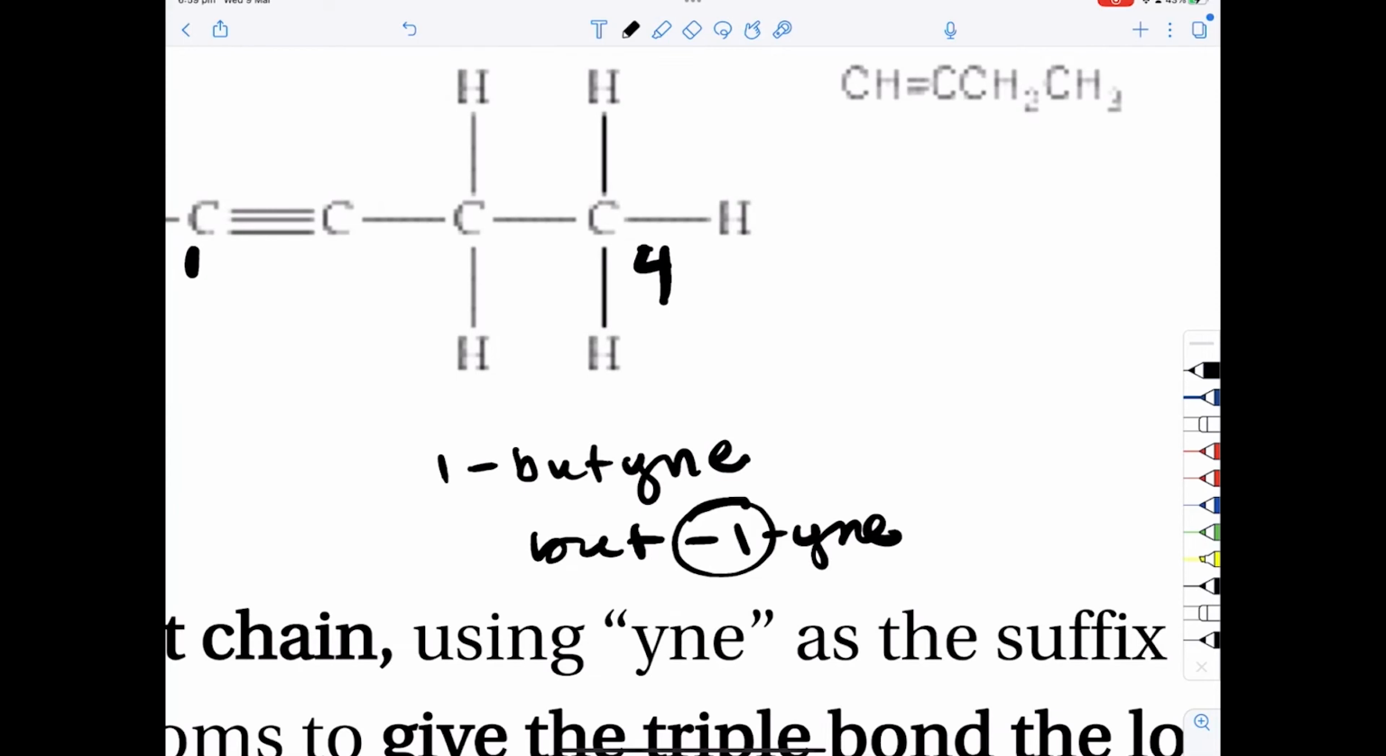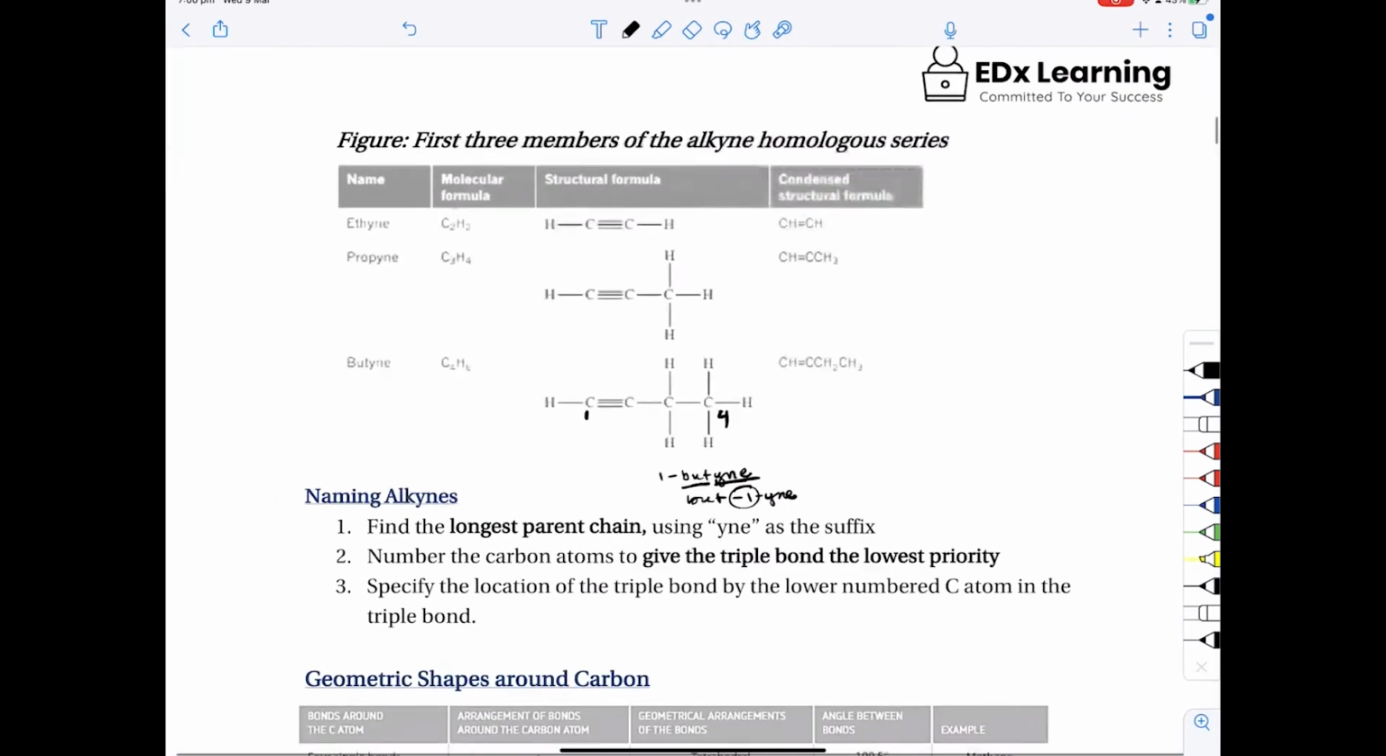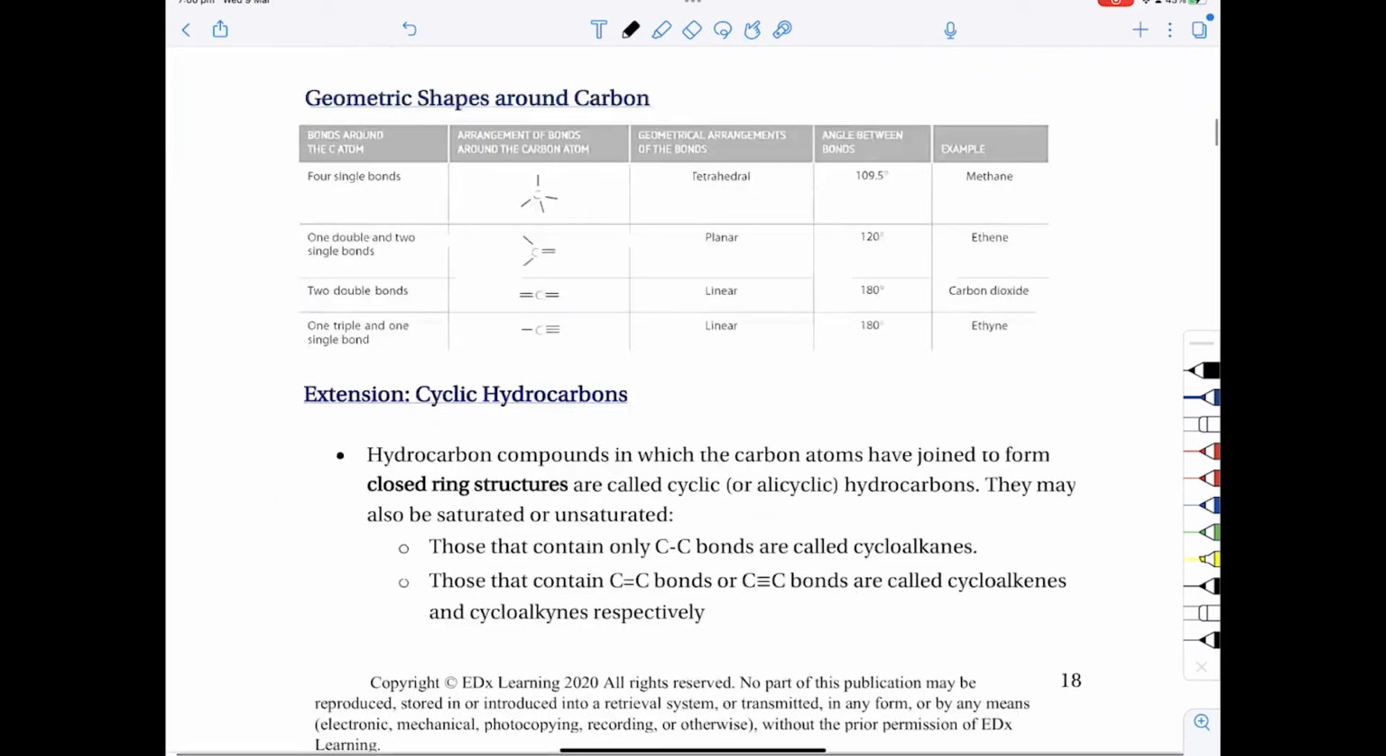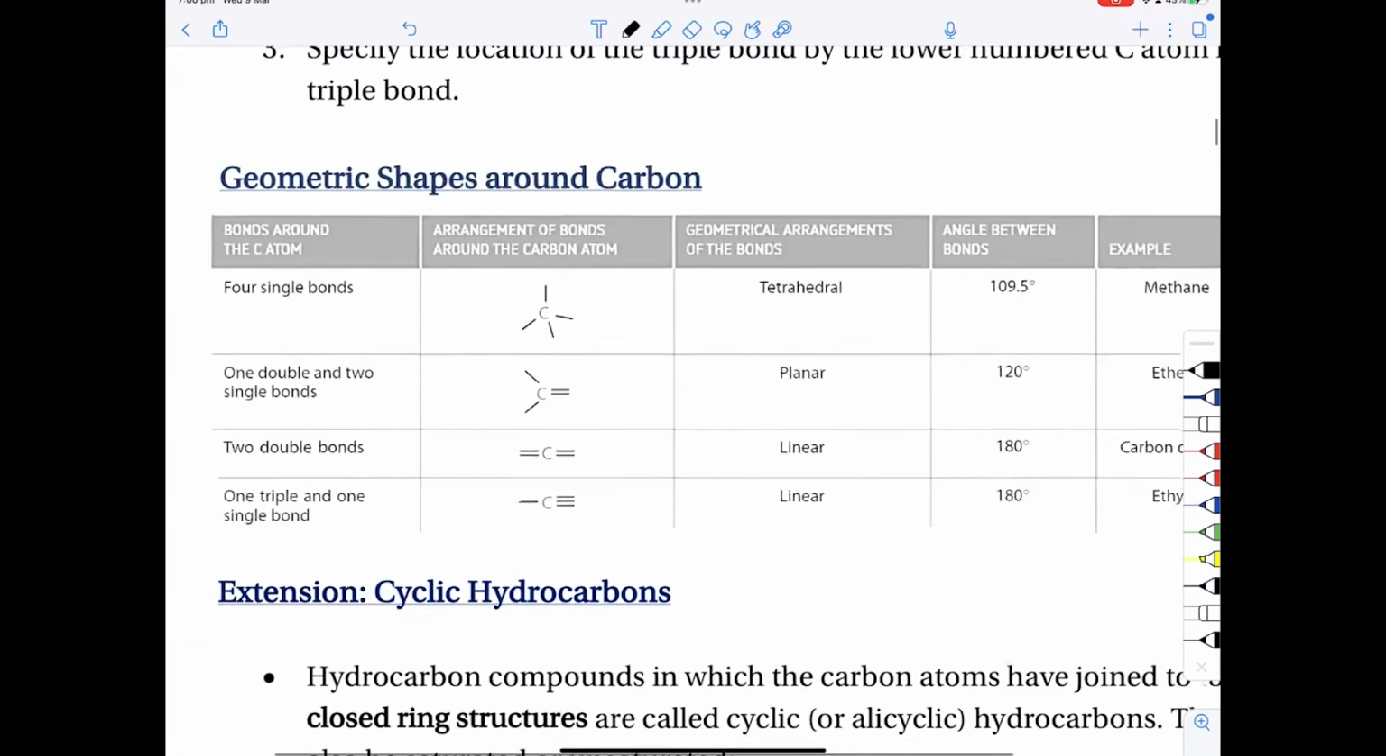One tip, guys, just be very careful where you put the number. The way you remember where to put the number is between the prefix and the suffix. Do not put it anywhere else. Okay? If you put bu-1-tyne, that's completely wrong. That's why you need to be very cautious. Okay? Good.